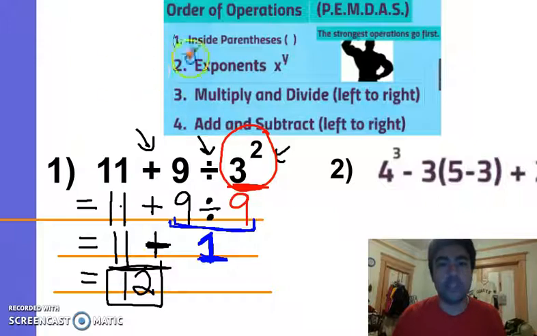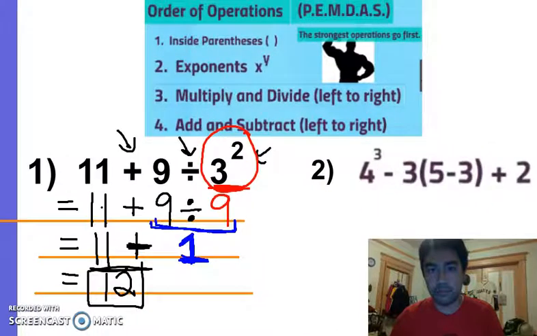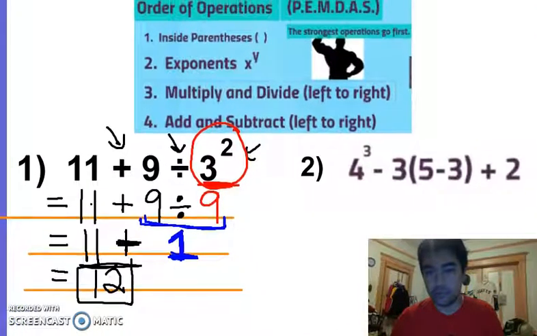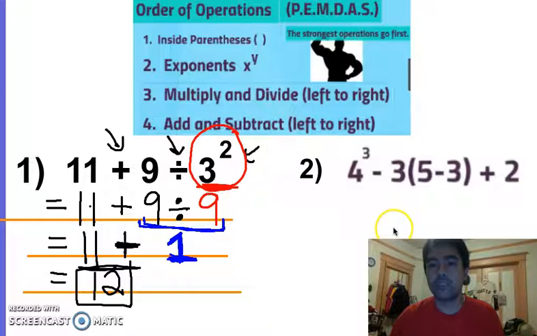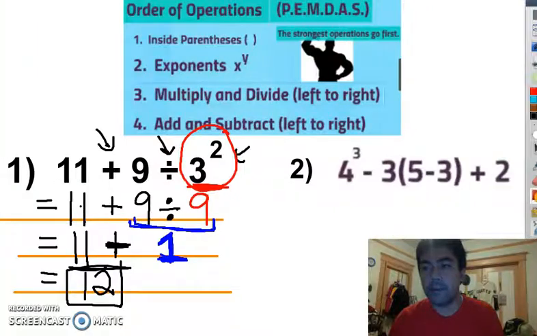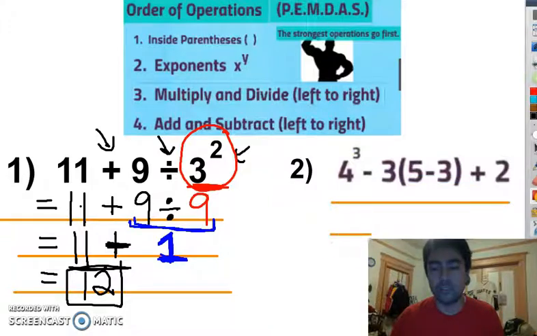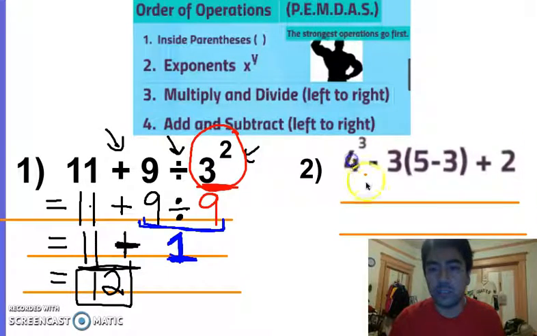So now let's go ahead and try the second problem. I'm just going to make some more room here. The second problem, again, I'm going to do things one step at a time, and the reason why I do that is it's going to help me see my mistakes if I make any, and I can know which step I did wrong.